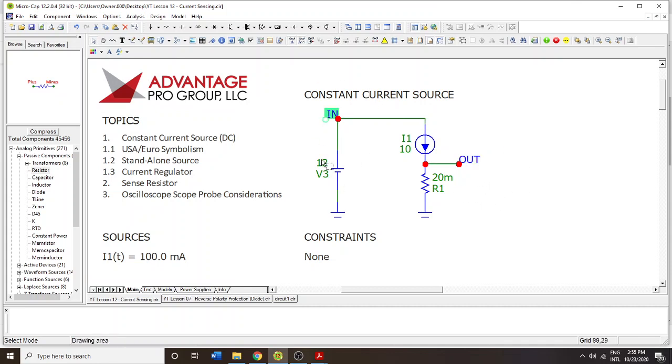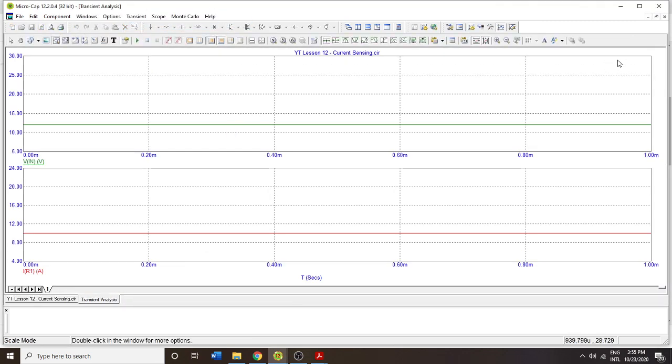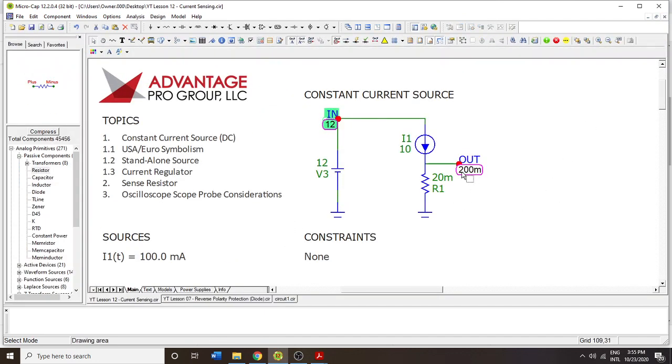But for now, let's just look at this. So we have 12 volts, we have 10 amps, and then we have 20 milliohms. We can expect that this 10 amps multiplied by the 20 milliohms is going to be 200 millivolts. So let's run that. This is more of a DC analysis, so we're not really concerned mostly about the graph, but here we have it, 200 millivolts.